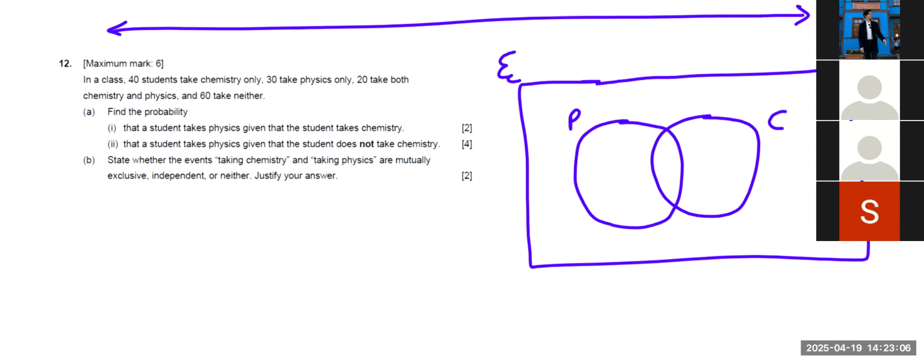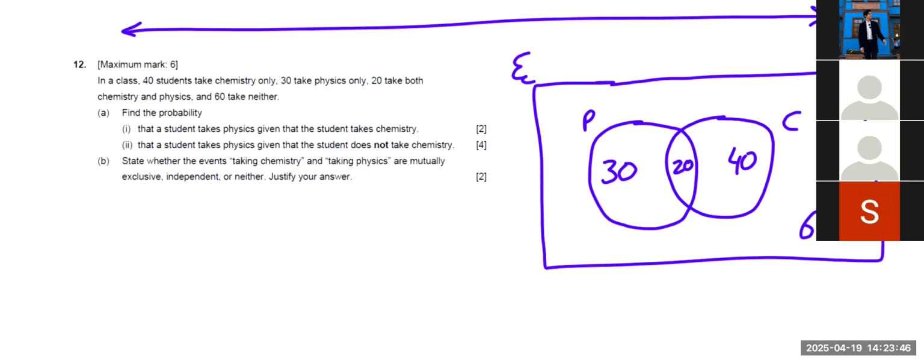Jessica, where should I put this number? 40. On the right side circle. The right side, right? Okay. What about physics? 30 take physics only. Amy? 30 take physics, so that would be on the left side, but not in the middle. Yeah, because it says specifically only physics, because this would be both, right? 20 take both, and 60 take neither. That's basically it. So they didn't really leave you with anything to find out yourself.